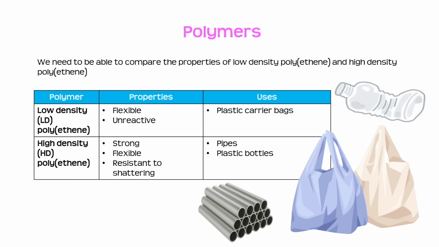So low-density polyethylene, or LDPE, is flexible and unreactive. That makes it really useful for things such as plastic carrier bags. Now, high-density polyethylene, or HDPE, is strong, it's flexible, and it's resistant to shattering. That makes it really useful for making plastic pipes and bottles.